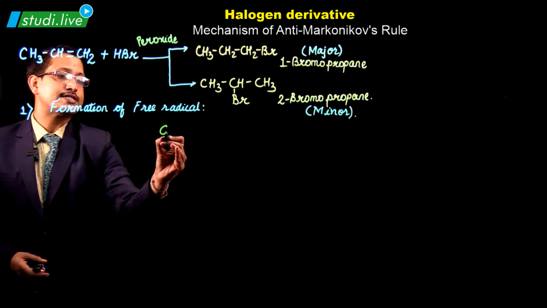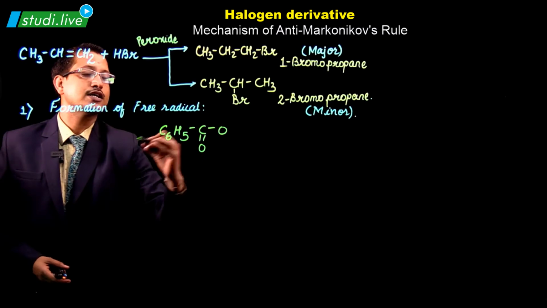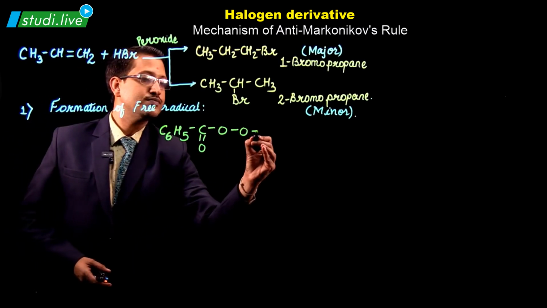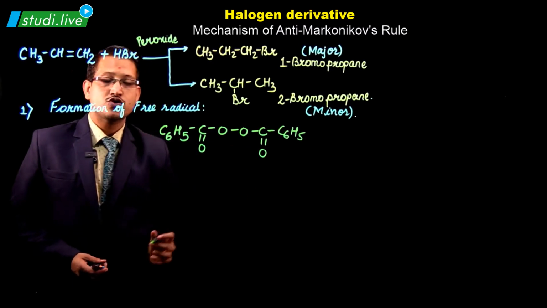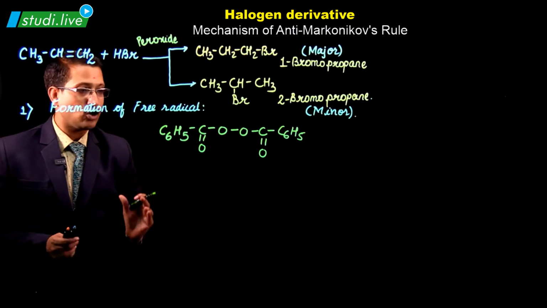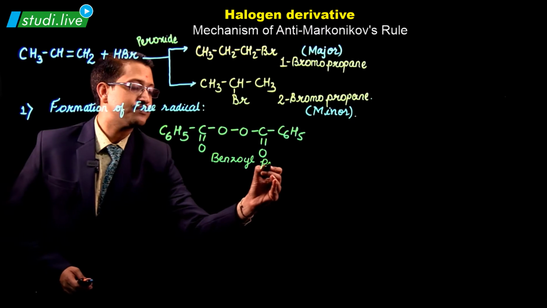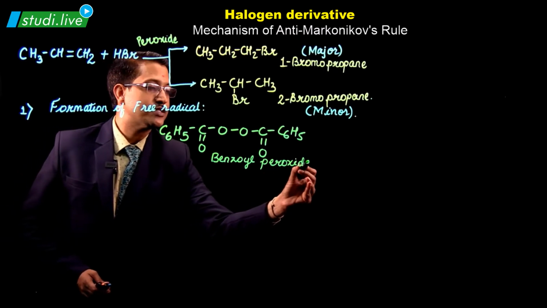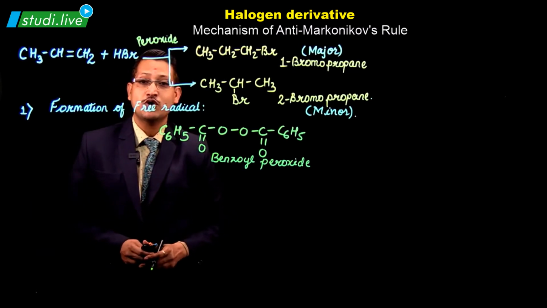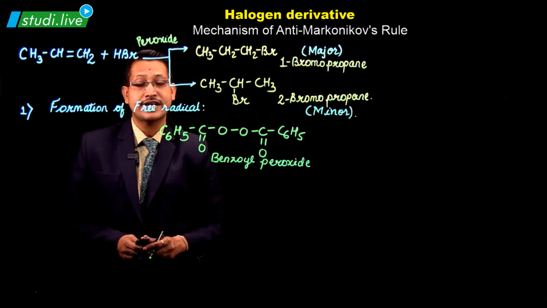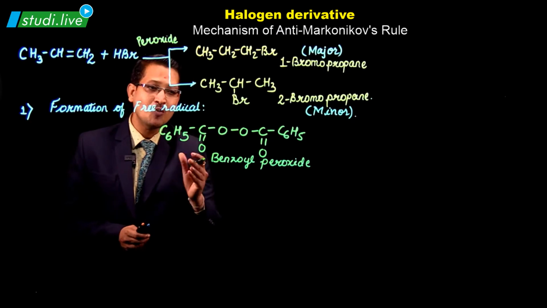Benzoyl peroxide is C6H5, C double bond O, single bond O, single bond O, C double bond O, C6H5. This compound is called benzoyl peroxide. Now this benzoyl peroxide will undergo homolytic bond fission. In the previous case, Markovnikov's rule, we discussed heterolytic bond fission for HBr. Here it is homolytic bond fission.